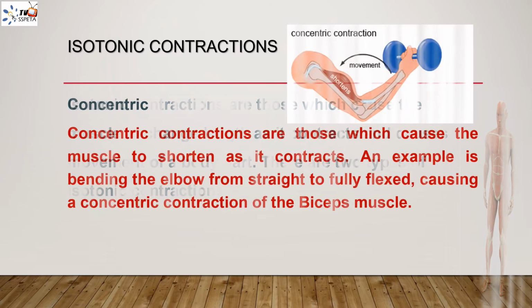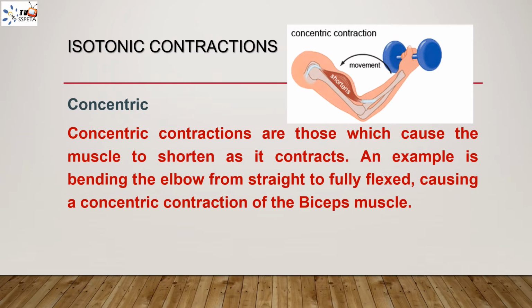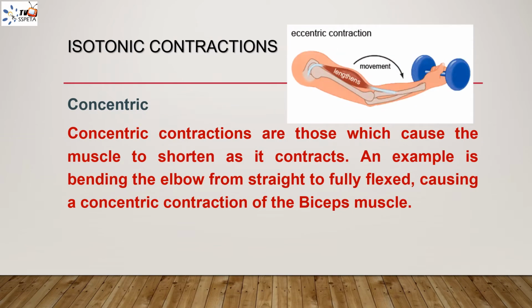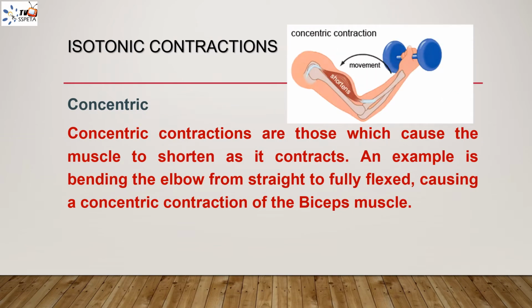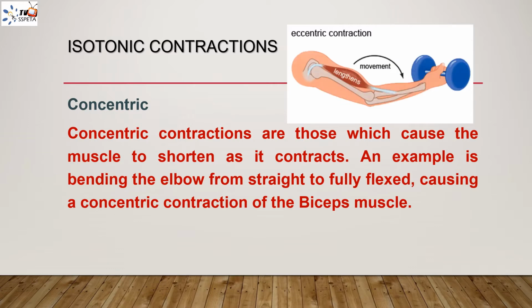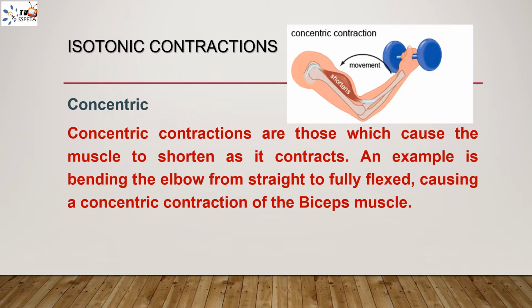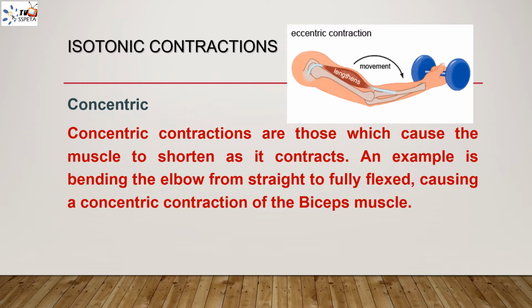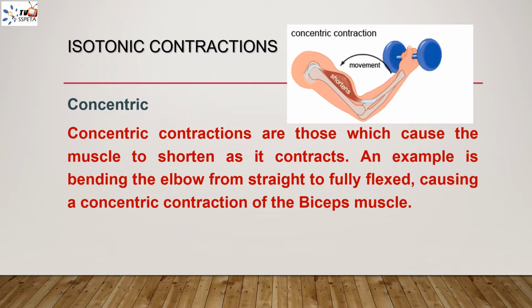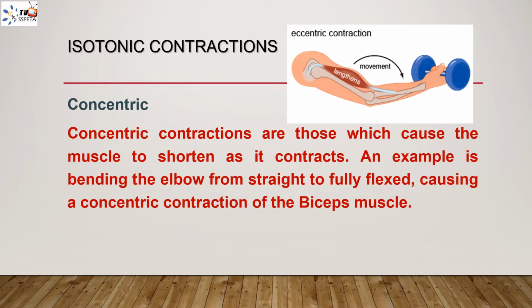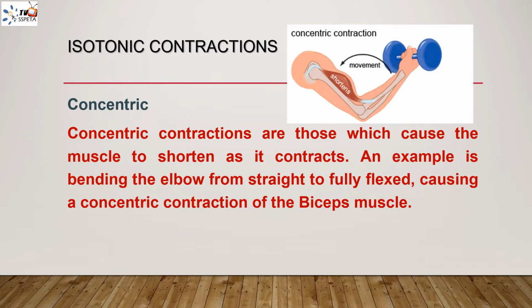So, the concentric contractions. These are the contractions which cause the muscle to shorten as it contracts. An example is the bending of the elbow from straight to fully flexed, causing a concentric contraction of the biceps muscles. We can see in the diagram, as the muscle shortens, that is, contracts, this is called a concentric contraction.